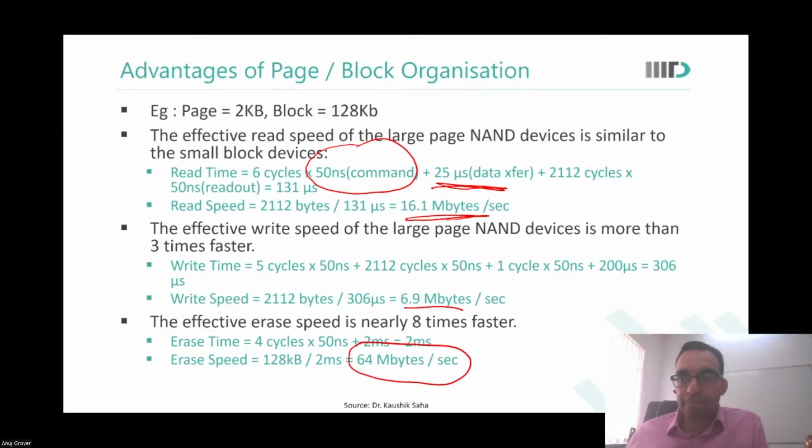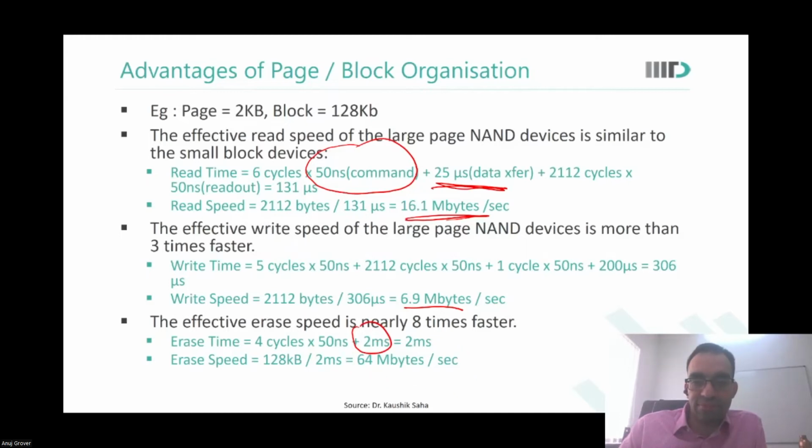Complete block is erased. The complete block gets erased in one go. So the total amount of time you need is lesser. However, realize that you need 2 milliseconds to erase. But because now the number of times this erase has to happen is lesser, overall erase speed is much higher.